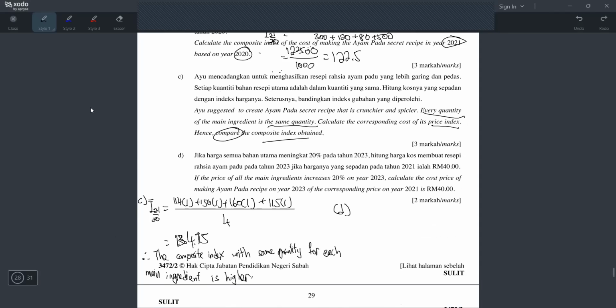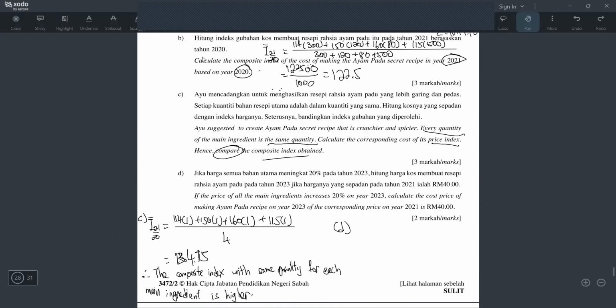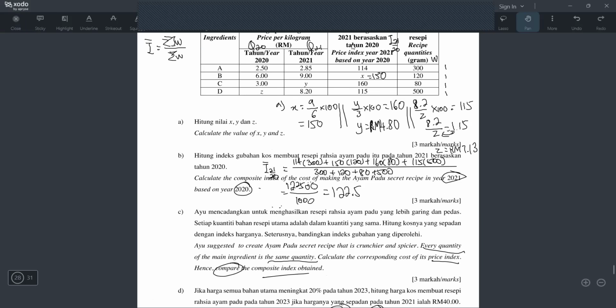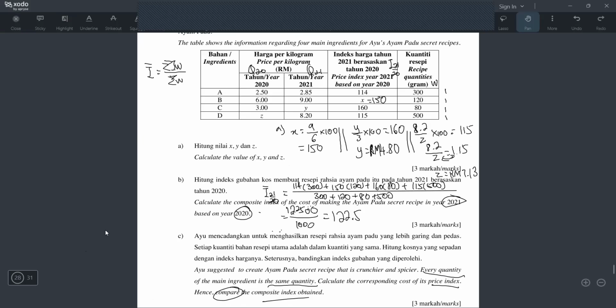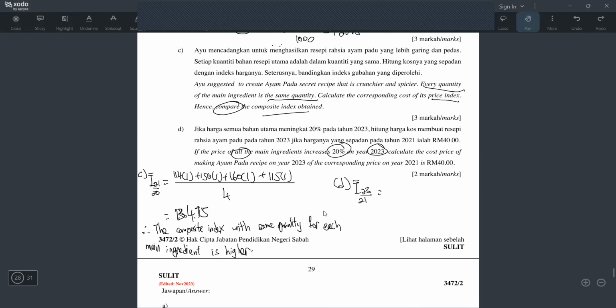Okay, now we can do part D. Let's scroll up a bit. If the price of all main ingredients increases 20% in the year 2023. If they say all, it means we are talking about the composite index, right? But this one is to the year 2023. So my new year is 23, but my old year now will be 21, because the earlier one was 20 to 21. Now it's 21 to 23. And since it says all ingredients, it means we are not just talking about A, B, C, D. It's all. So the composite index will be 120 because of the 20% increase.